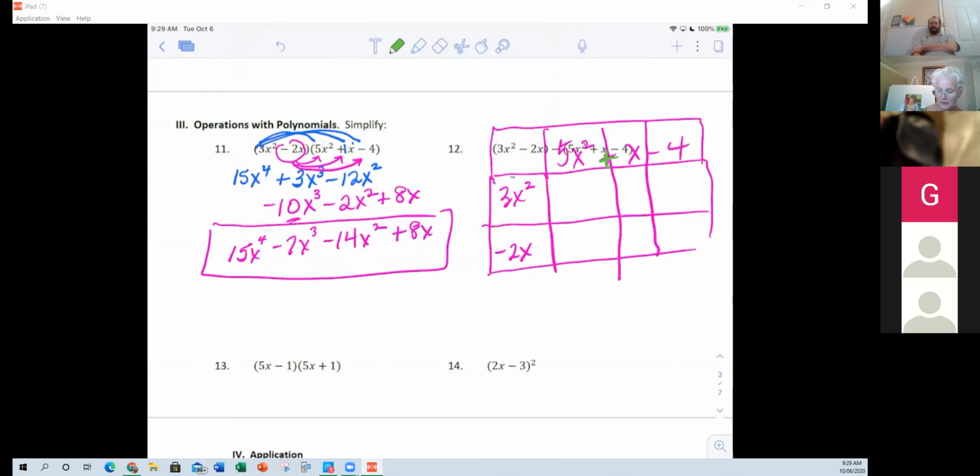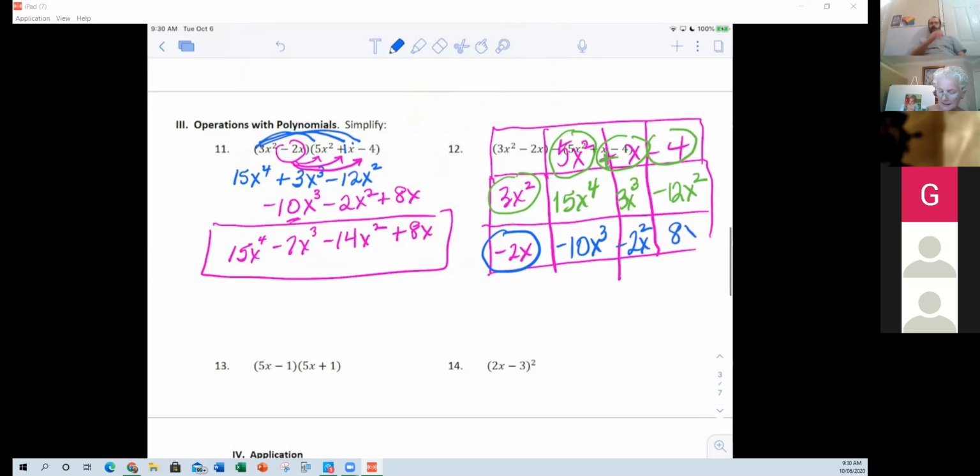Okay, so now we take 3x squared by 5x squared, and that gives us our 15x to the 4th. And then 3x squared times positive x gives us 3x to the 3rd. And then 3x squared times negative 4 gives us negative 12x squared. And then we come back through with the negative 2x. Negative 2x times 5x squared is negative 10x to the 3rd. And negative 2x times x is negative 2x squared. And negative 2x times negative 4 is positive 8x.